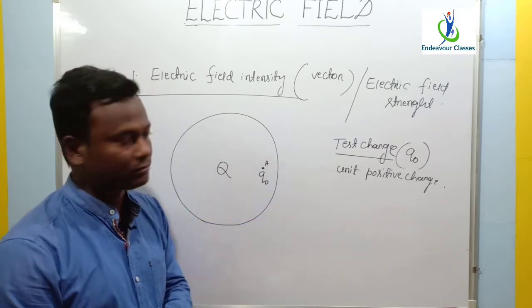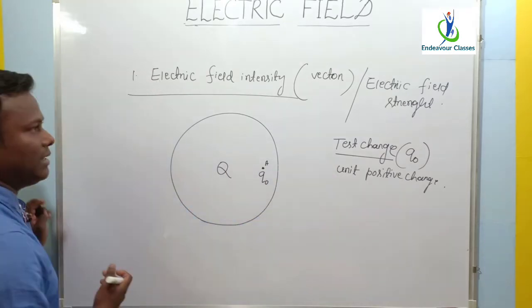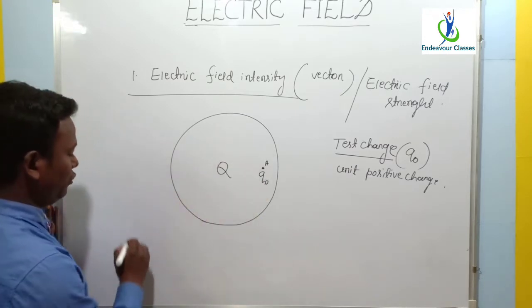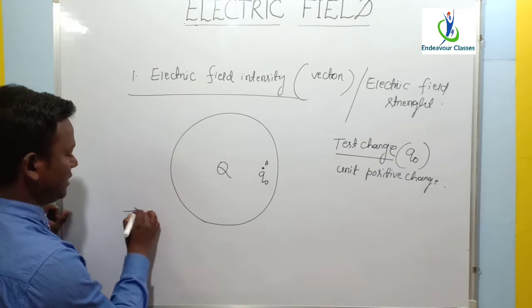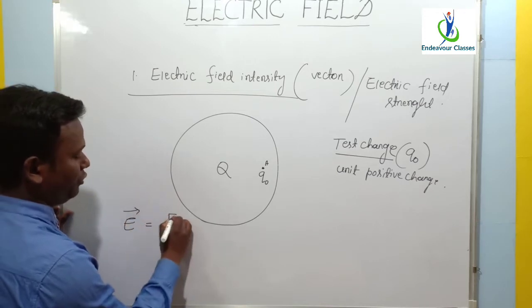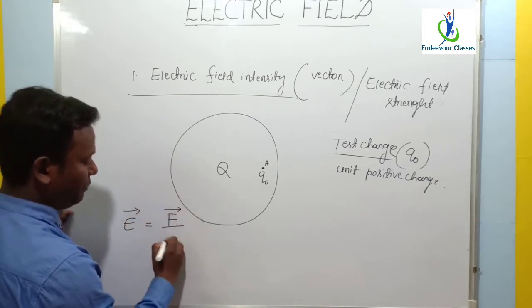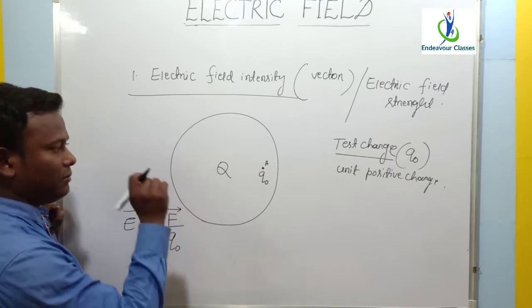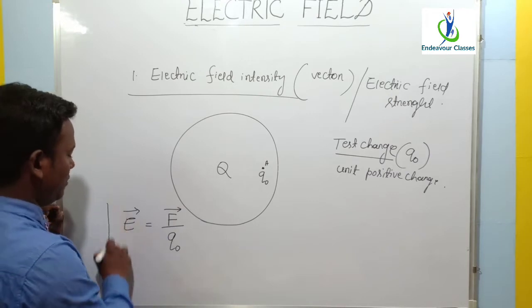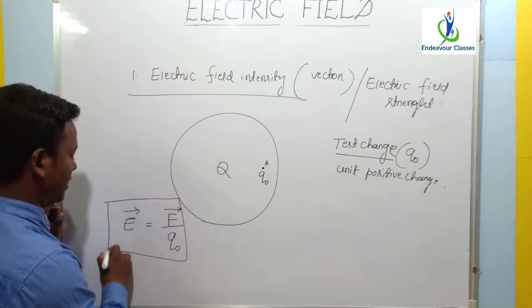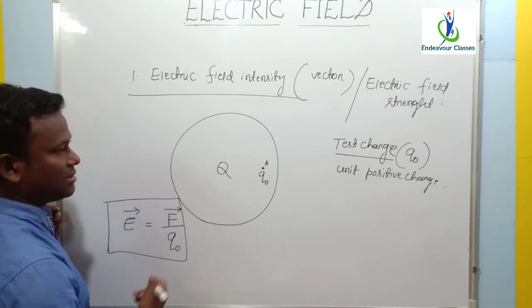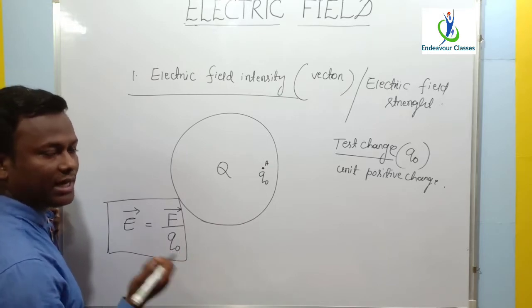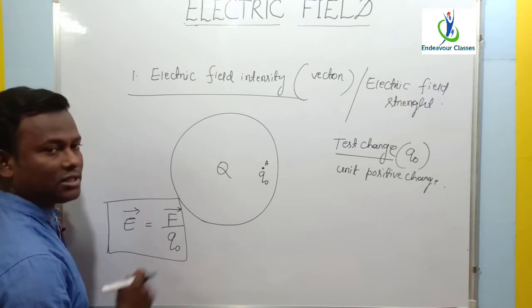So the electric field intensity at any point inside an electric field is the amount of force experienced per unit positive charge or a test charge placed at that point. So E is equal to F by Q naught, where Q naught is called a test charge whose magnitude is very, very small, or 1 unit. We generally take it as 1 unit and its sign is positive.